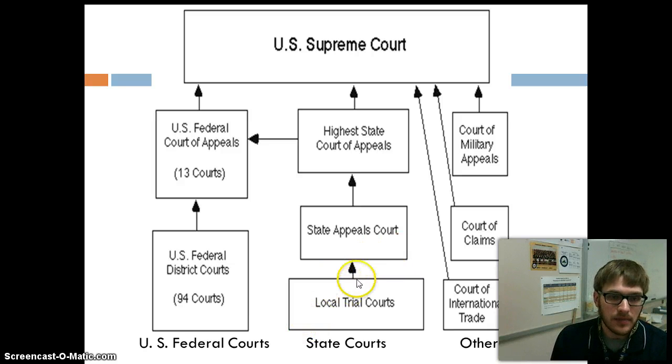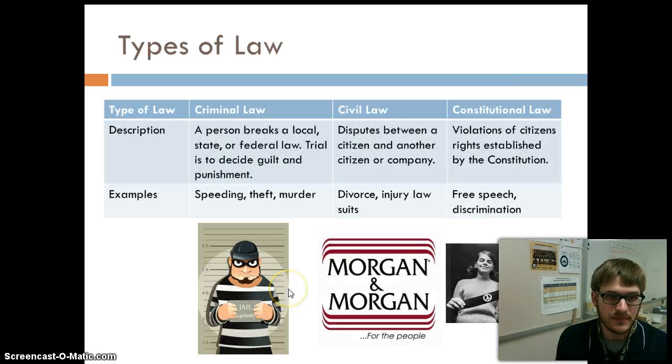Alright, so we're going to keep on moving. If you need a pause to write all this down, you can do that. Just make sure you know these diagrams, and especially remember that there are two main systems of courts. There's the federal courts, the courts of the government for the whole country, and then each state also has their own courts.